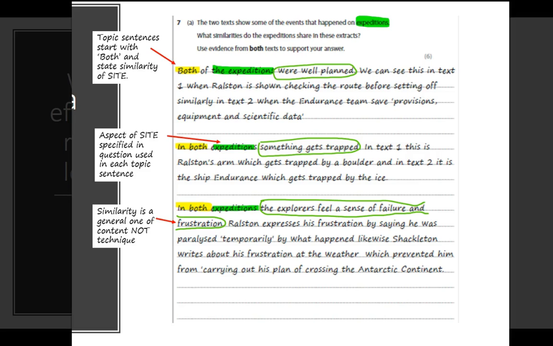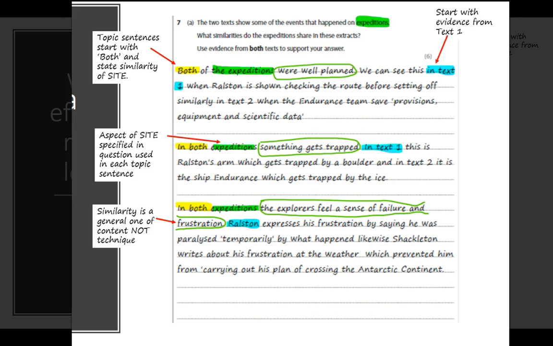Okay, so what we haven't got there are similarities of specific language and structural devices, such as emotive language or 3-part lists or complex sentences. We're dealing with general big aspects of site, so subject matter, ideas, themes and events.